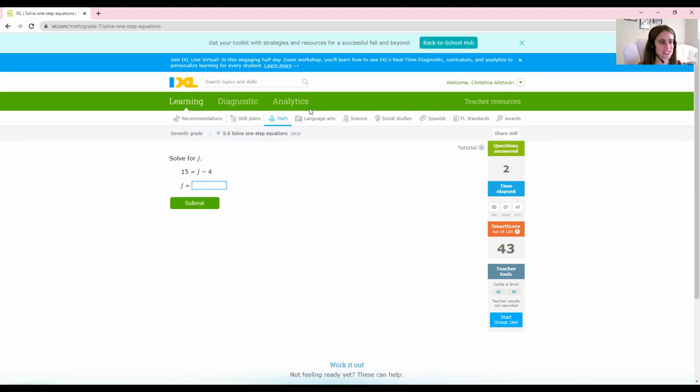This is a good one. It looks a little different. 15 equals J minus 4. All right, you might be getting to this point, depending on how your brain works, and you might be like, Mrs. Ailstock, I don't need to do those steps. I can just look at it and figure out what the answer is. If you can do that, that is awesome. But I want you to listen to this.